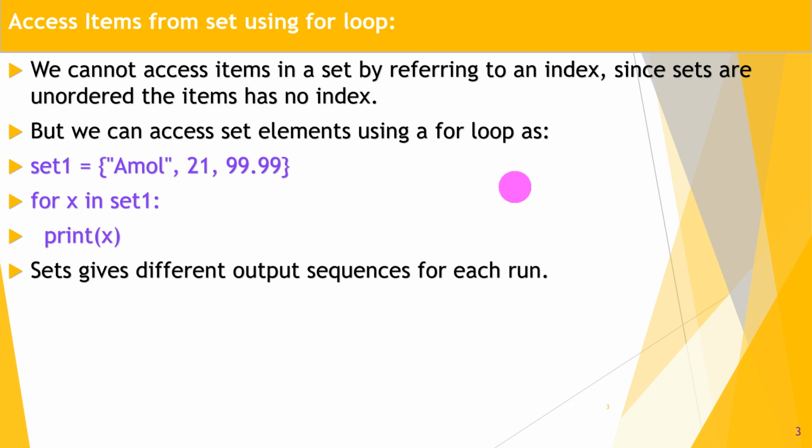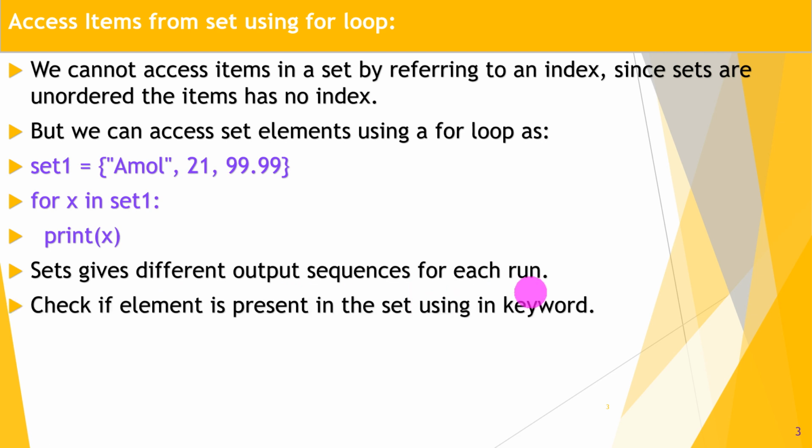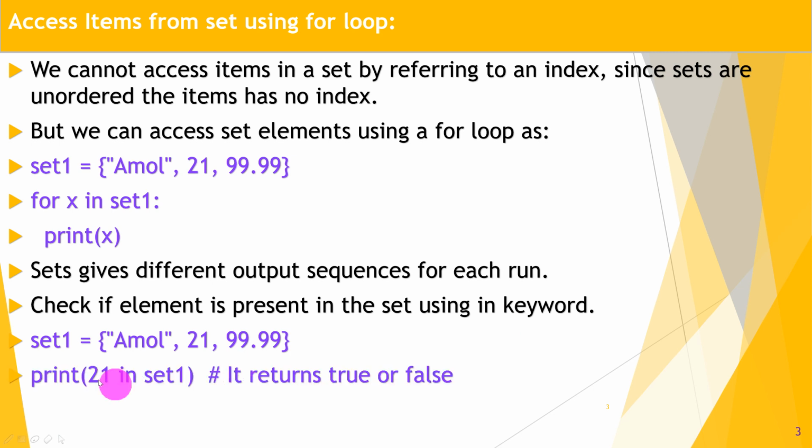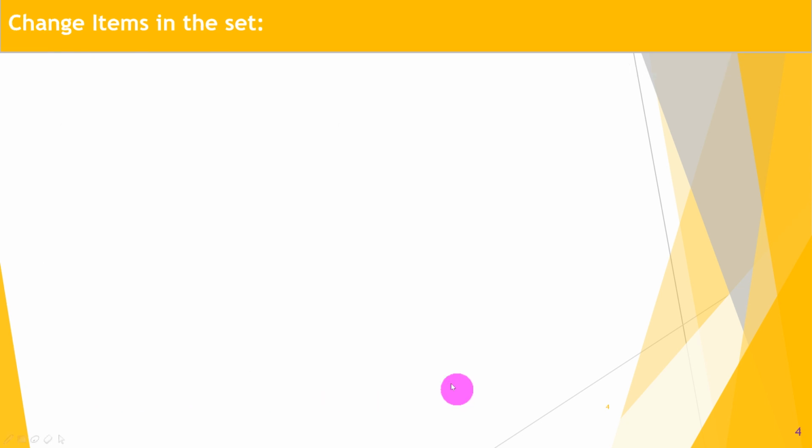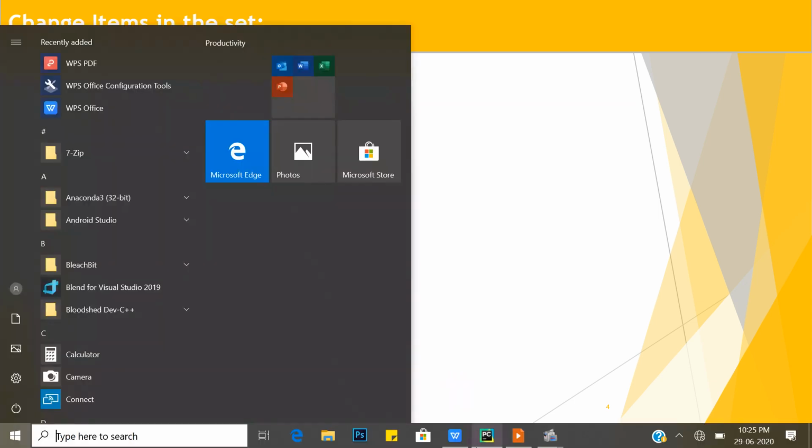Next, sets give different output sequences for each run. Check if an element is present in the set using the in keyword. First initialize the set, and if you want to check whether 21 is present in the set, use the in keyword. It returns true or false, guys. So let's check using the PyCharm IDE.